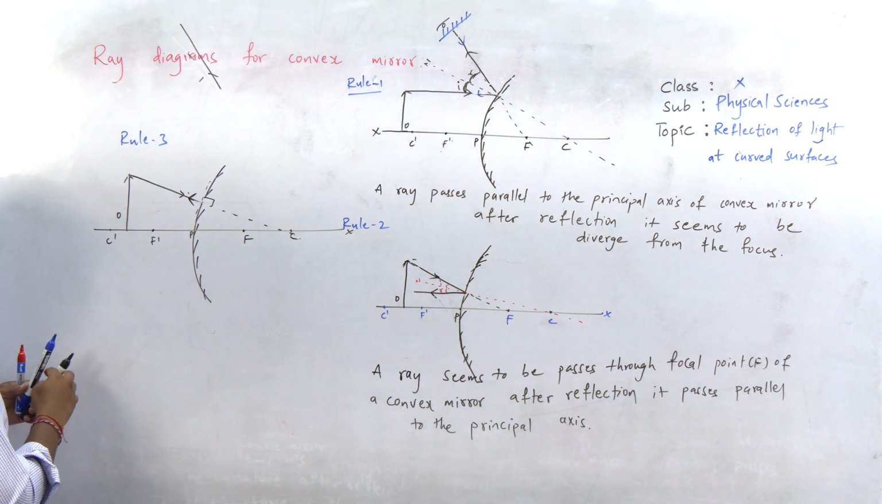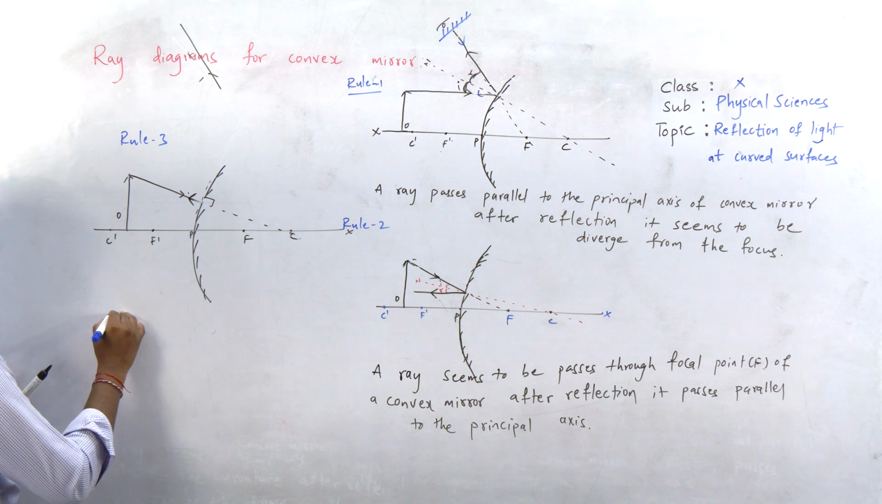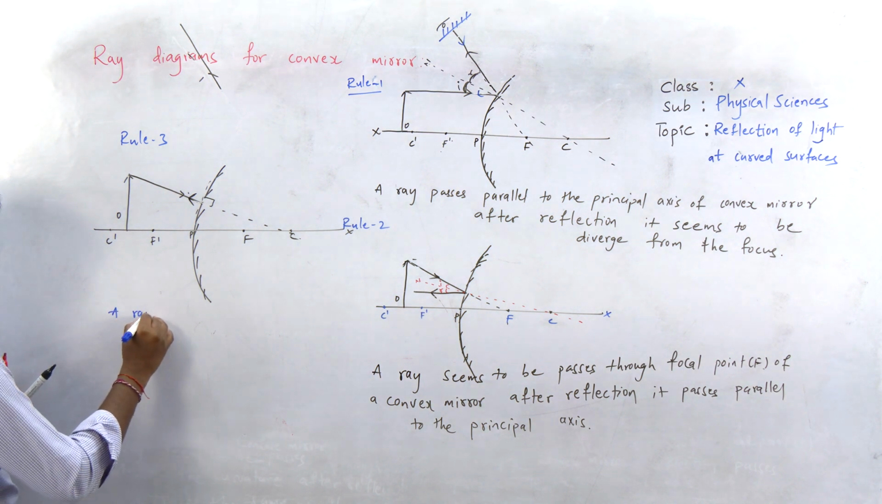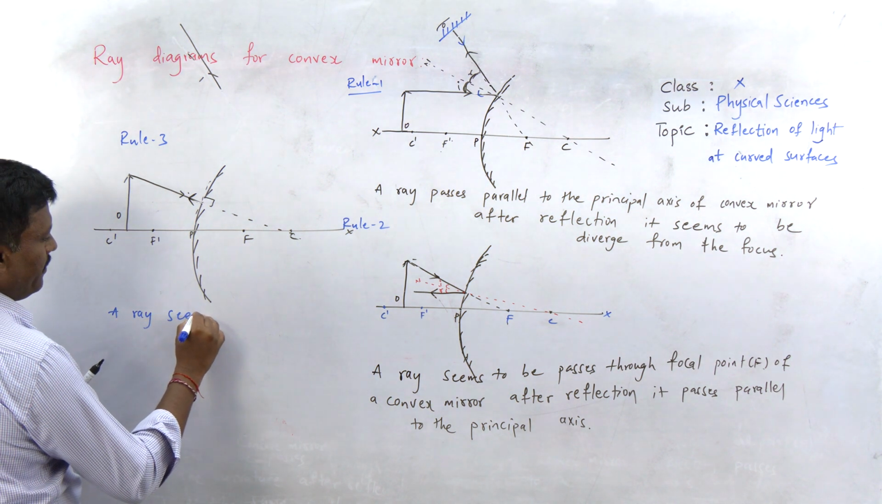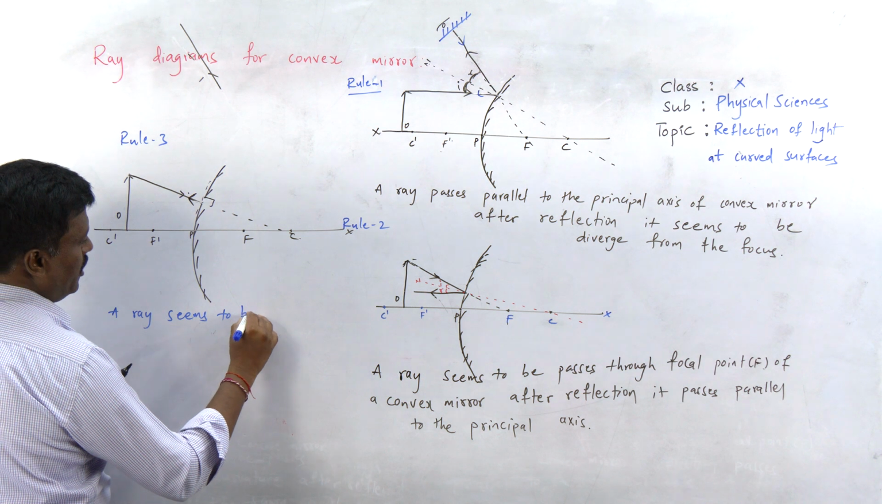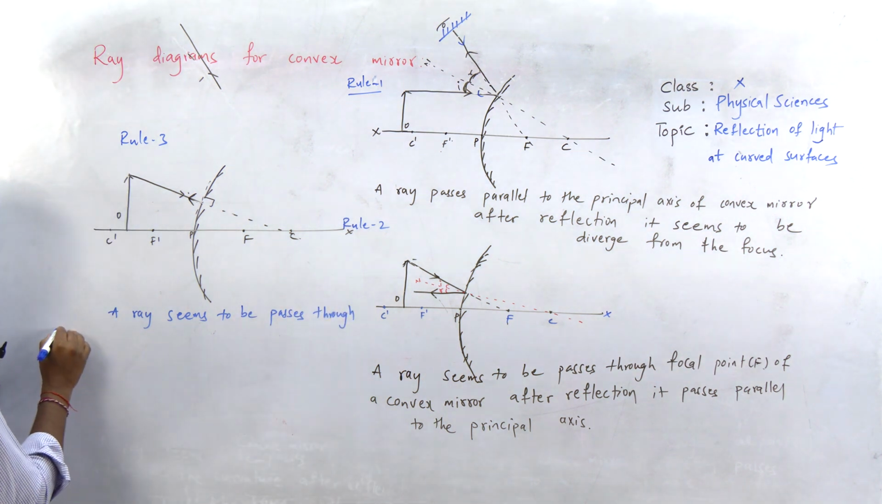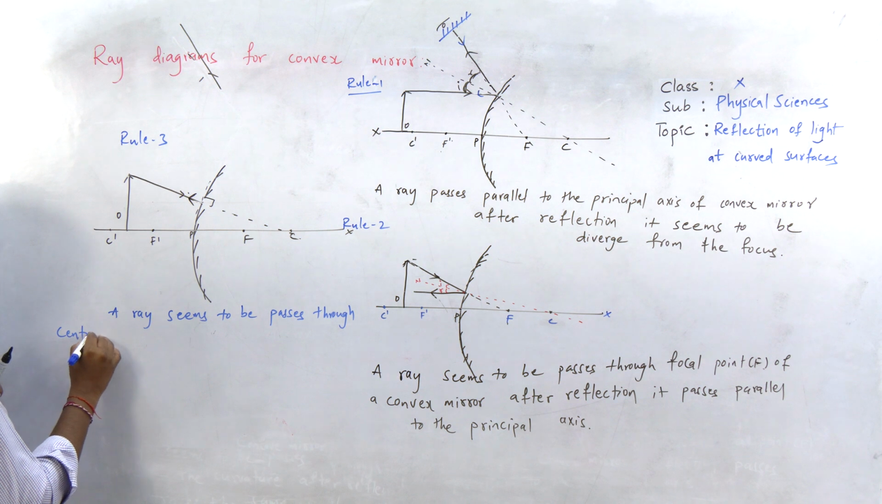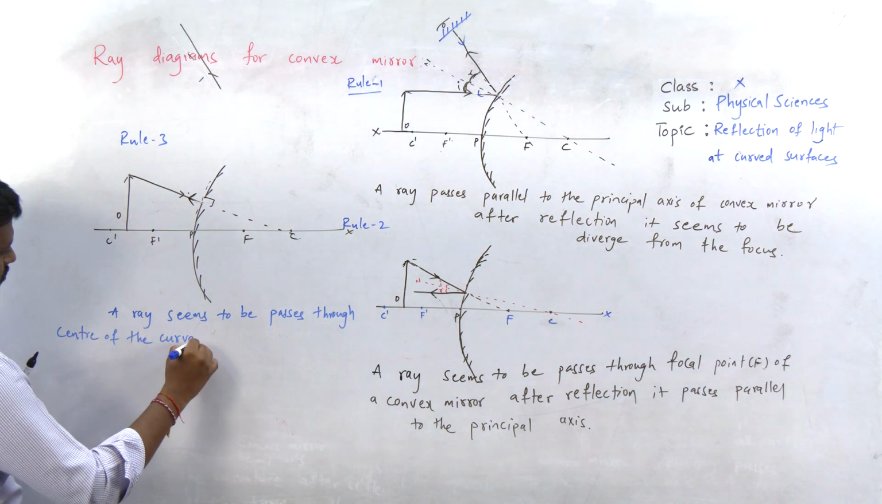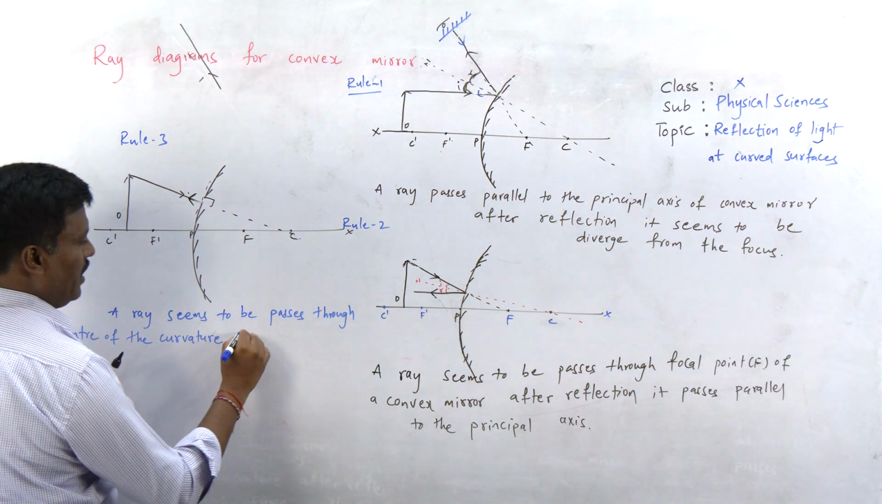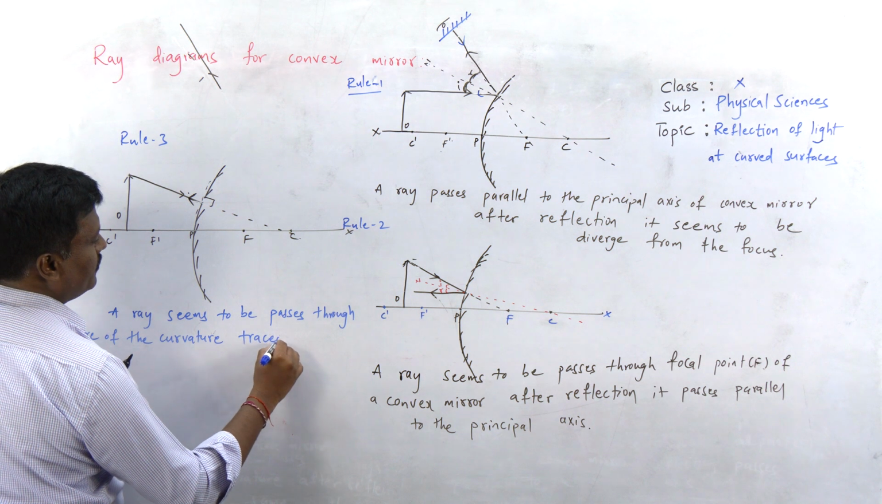So let me write. A ray seems to pass through the center of the curvature, traces the same path.